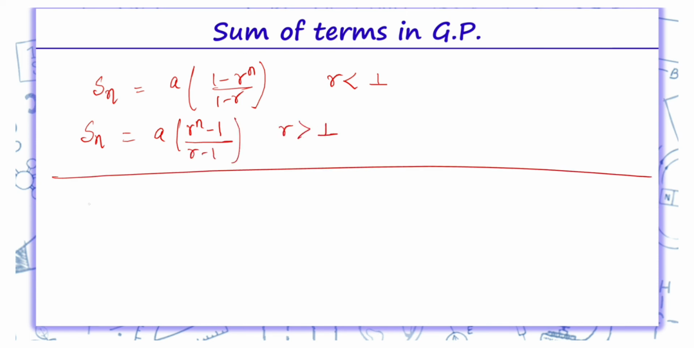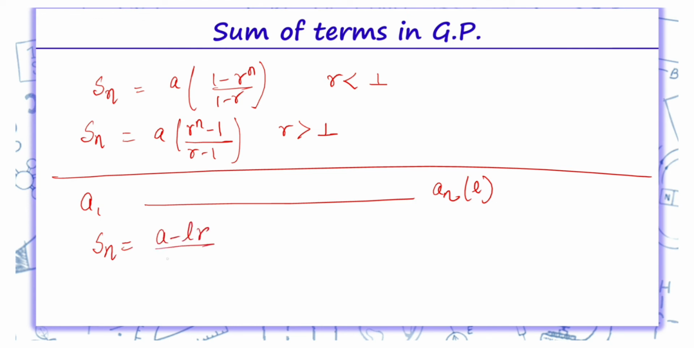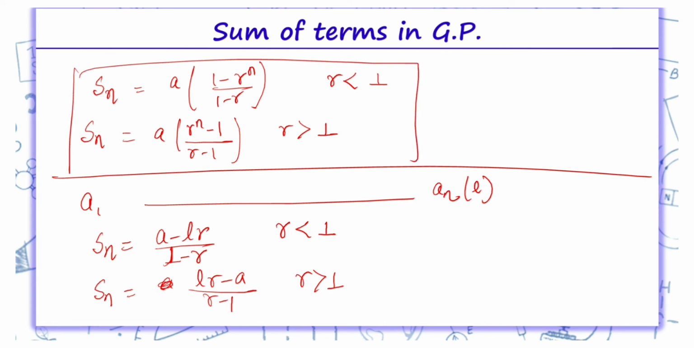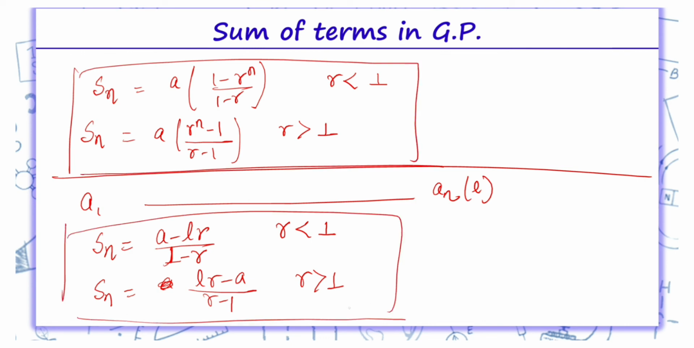Now if in some questions we are provided with the first term and the last term, which is also represented by L, then in that case the formula becomes Sn equals A minus Lr upon 1 minus r, where r is less than 1. And when r is greater than 1, the formula becomes Lr minus A upon r minus 1. Based on these formulas, now we will solve the questions that are related to the sum of terms in GP.